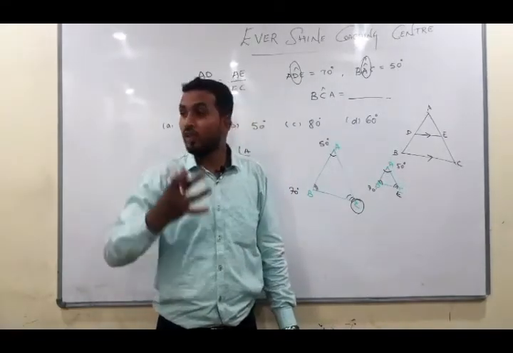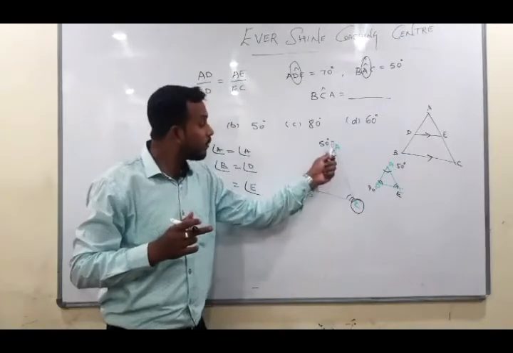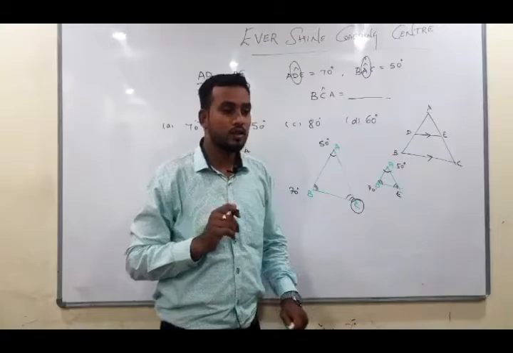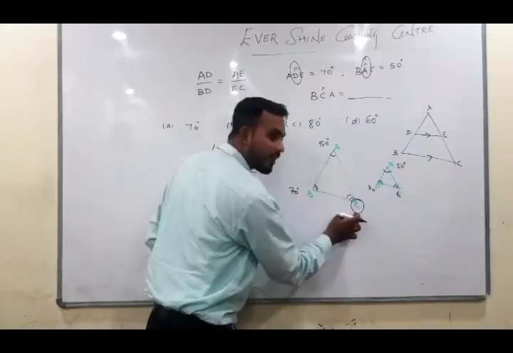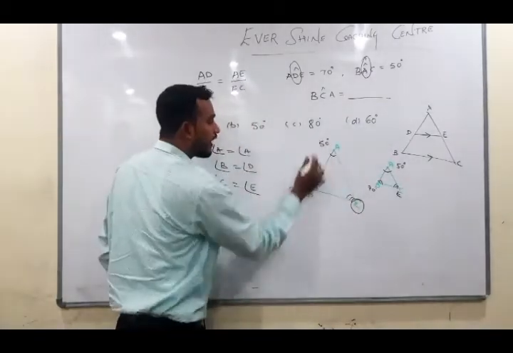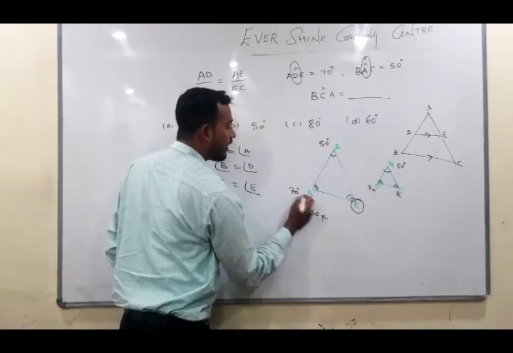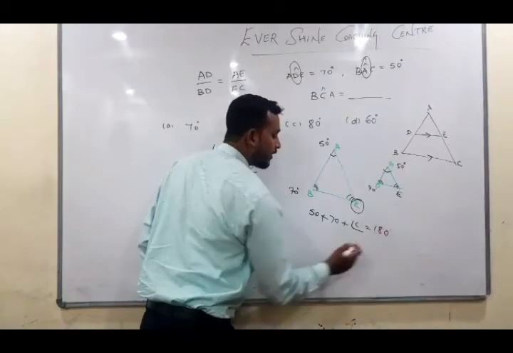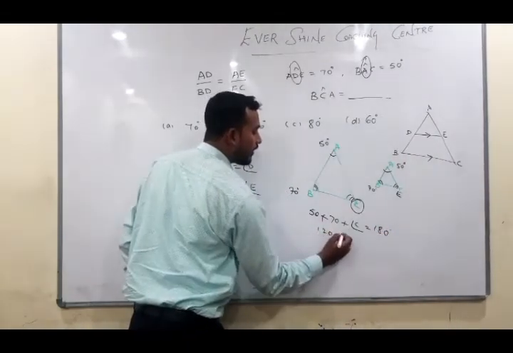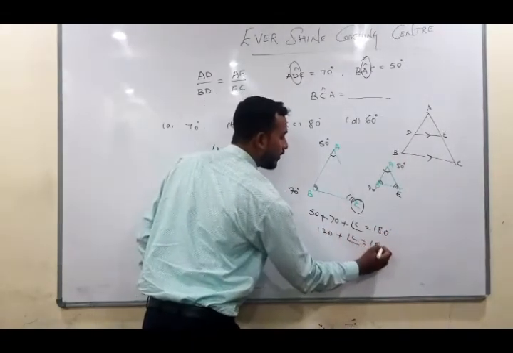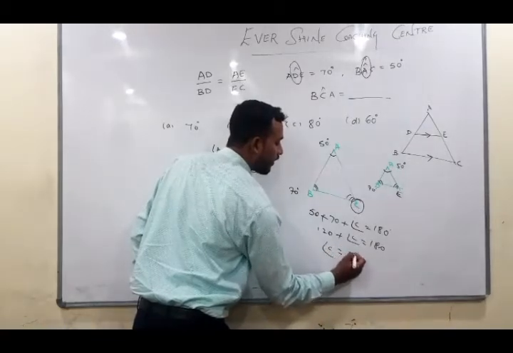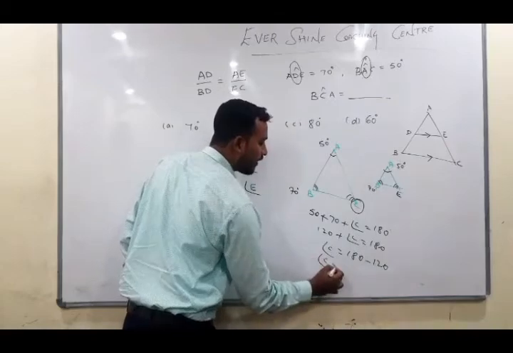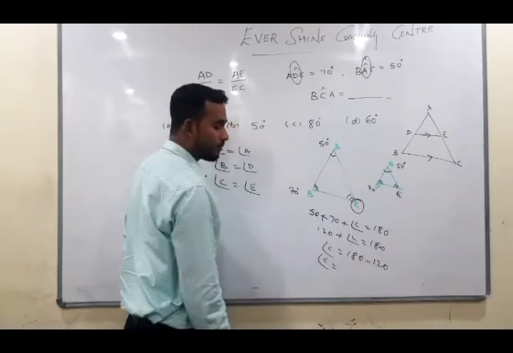the property of a triangle that the sum of the three interior angles of a triangle is 180. That is angle A plus angle B plus angle C is equal to 180. What is angle A? 50. Angle B? 70. Angle C? We don't know, equals 180. 50 plus 70, 120, plus angle C is equal to 180. Then angle C equals 180 minus 120, which is 60.